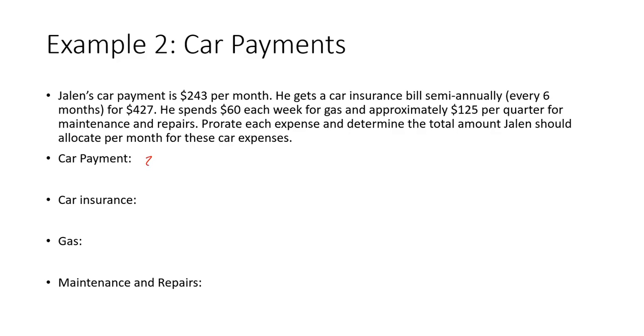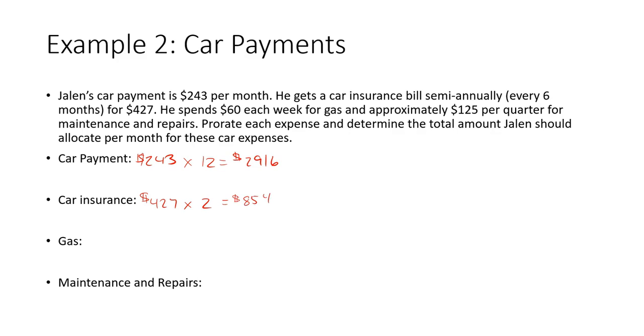So the car payment is $243 a month. There are 12 months in the year. 243 times 12, $2,916 every year. The car insurance bill is $427, and it's semi-annually, so twice in a year. So 427 times 2, $854.